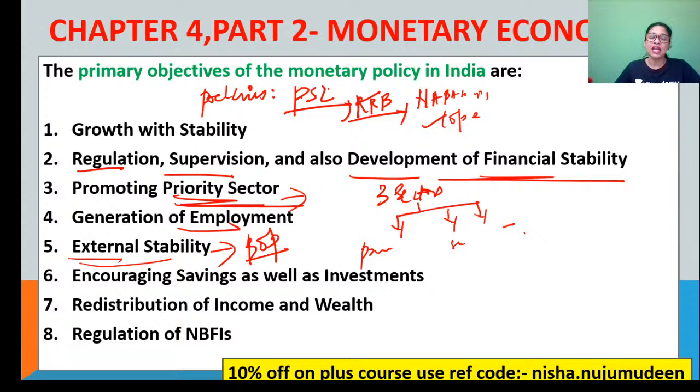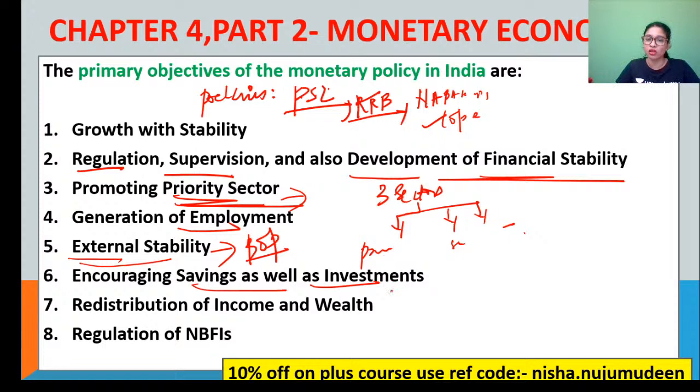Clear? Now, the next important objective is encouraging savings and investment. Very true, because depending on the money supply, monetary policy by RBI controls the supply of money and also increases it accordingly when the situation demands for the economy. So they make a point of increasing savings of the banks and individuals and also making sure that the investments are also there in the economy.